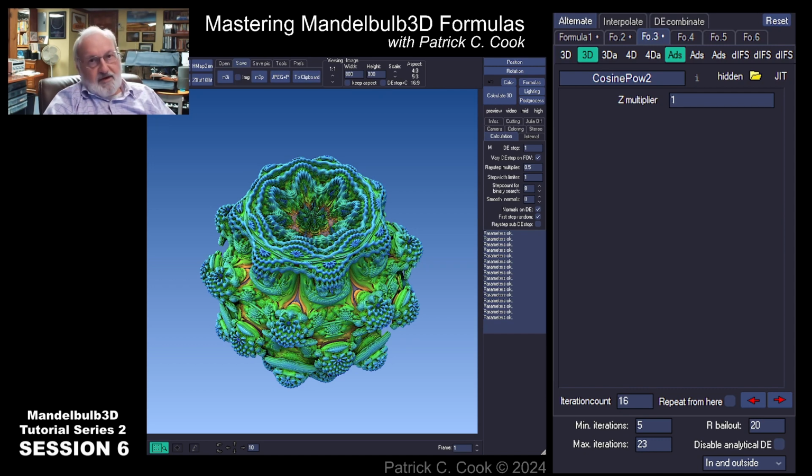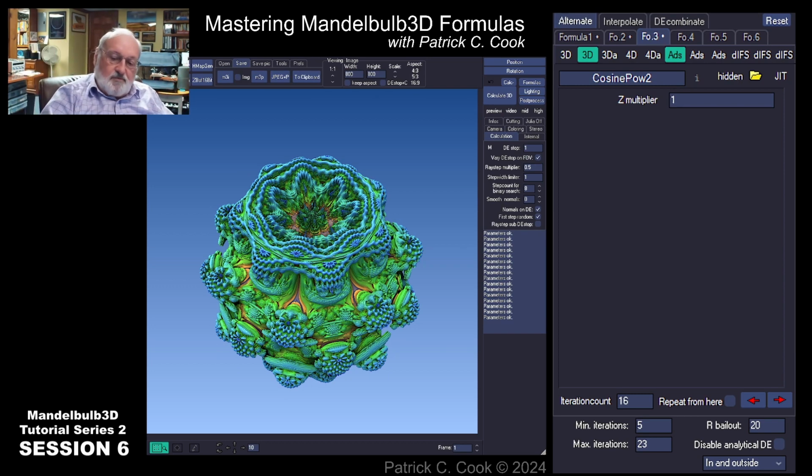Now, in the previous session, I was talking about iterations. I think you have a pretty good handle on that now. Whereas the iteration count is the number of times up to that a formula will be run or executed, the min and the max iterations is the number of times up to a formula set will be run. Combined, those two make some very interesting graphics up on your screen.